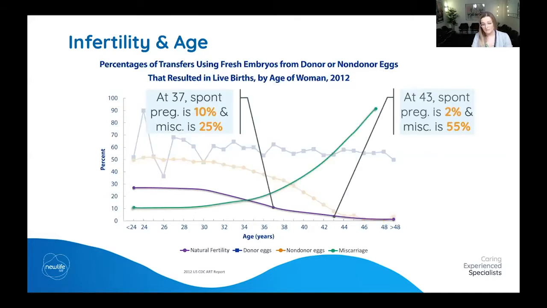And finally, unfortunately, the decreased chance of conception is not the only thing that occurs with advancing age. We also see a significant increase in the risk of miscarriage as the woman becomes older. Again, taking 43 as the example, we see miscarriage rates as high as 55%.